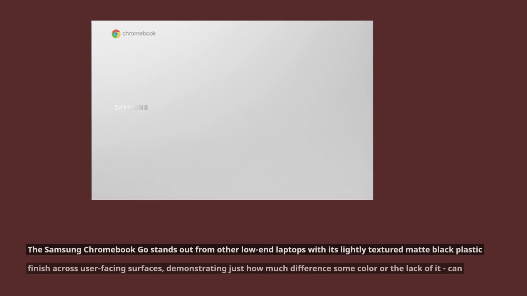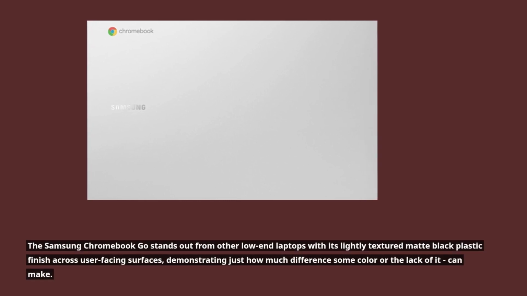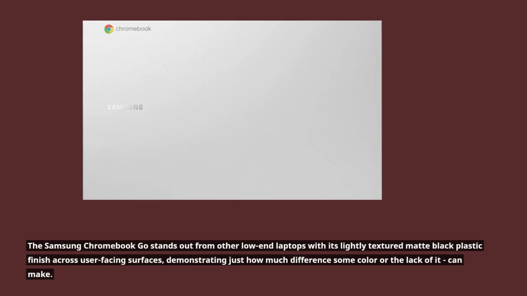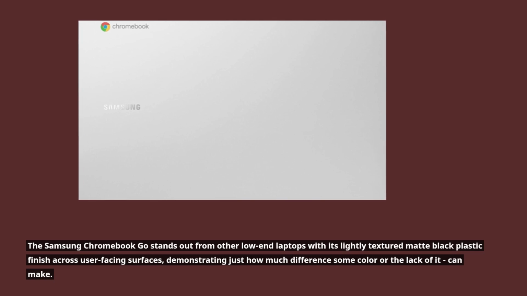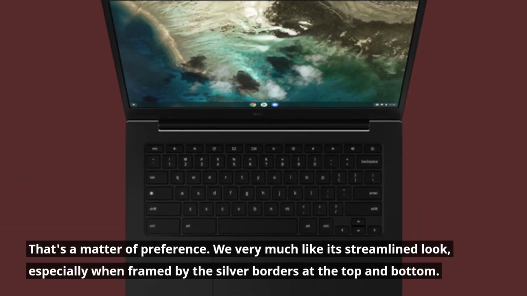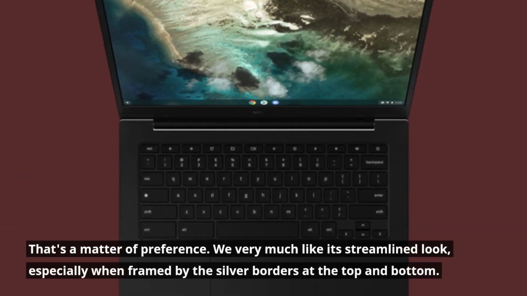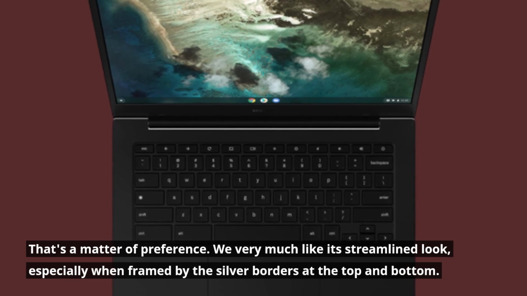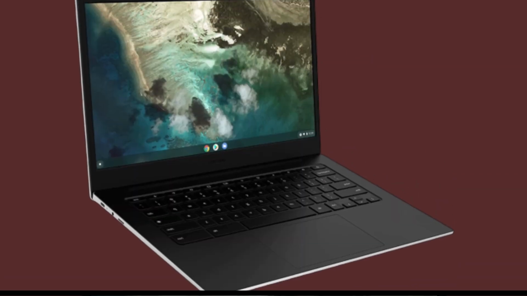The Samsung Chromebook Go stands out from other low-end laptops with its lightly textured matte black plastic finish across user-facing surfaces, demonstrating just how much difference some color, or the lack of it, can make. That's a matter of preference. We very much like its streamlined look, especially when framed by the silver borders at the top and bottom.